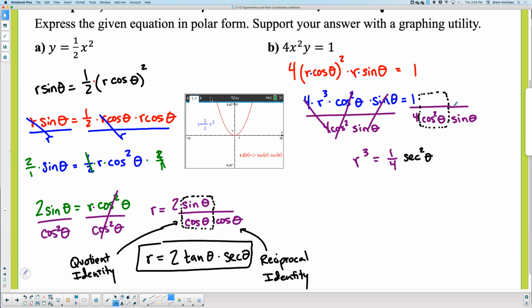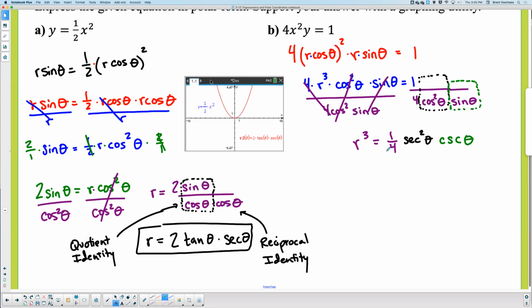And then dividing by a sine. If I divide by a sine, that's the same thing as multiplying by a cosecant. And so I'm going to write that as a cosecant. Whoops, that's a cosine. Cosecant, CSC. There we go. Theta. And so now I'm really, really close. That's r cubed. What I could do if I wanted to isolate that r is I could take a third root. The opposite of a cube is a third root. And so I'll say that r is equal to the third root of 1/4 secant squared theta cosecant theta.